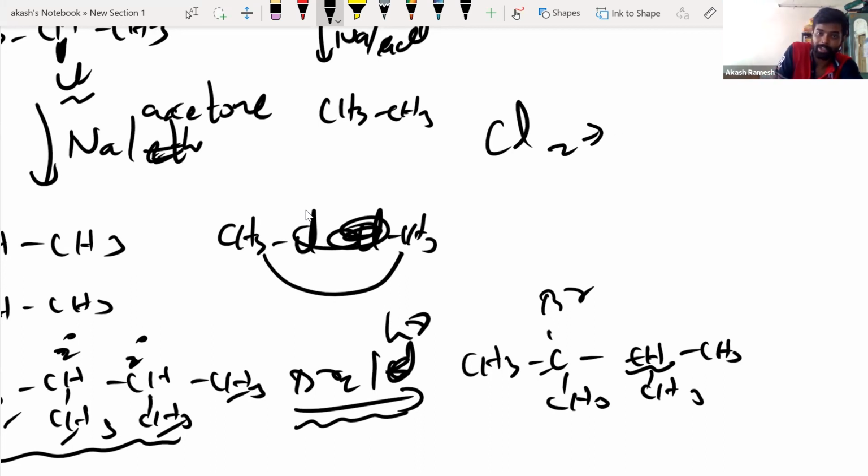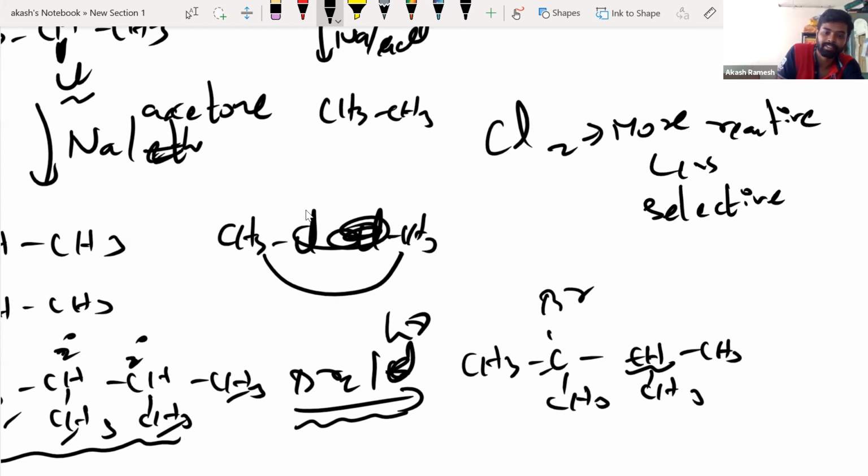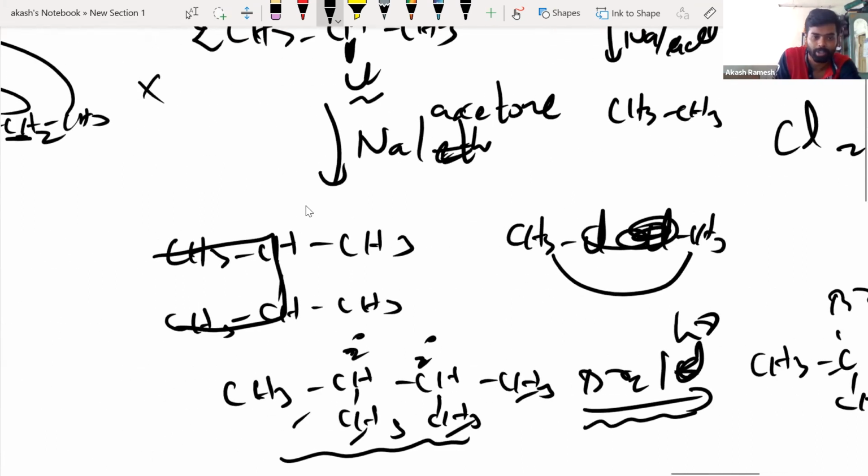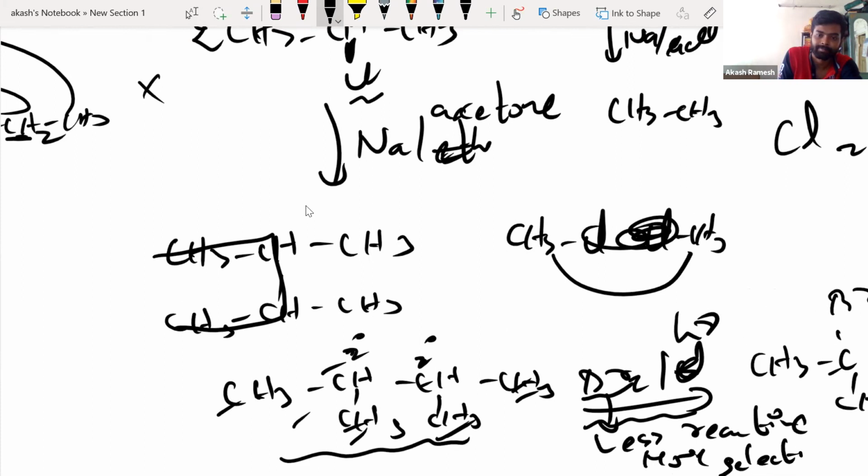It's because Cl2 is more reactive and less selective. In the sense that, see, you have how many possibilities? You have 1, 1, 1, 1. All these are same carbon atoms. All have equal probabilities. And the second possibility is either of these 2 carbon atoms. Now chlorine is so highly reactive that it will not have the time to see where to attack. Wherever it gets, it will attack, right? But bromine, in the sense, is a little less reactive, but more selective.